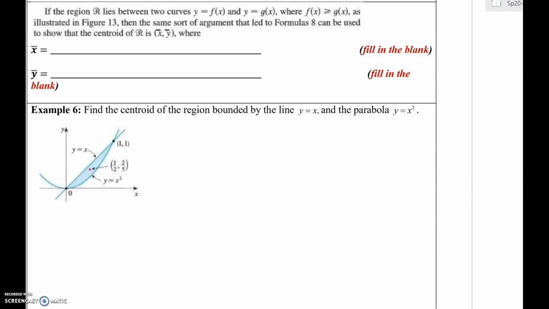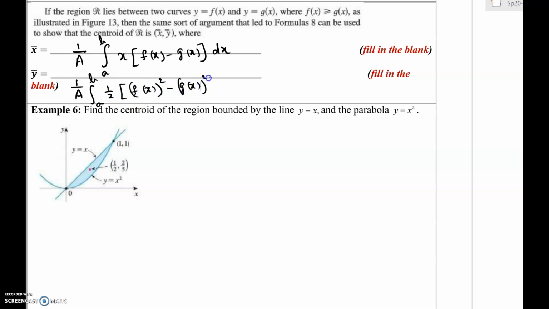So there it was 1 over A integral of x times f of x. Now we are going to modify that and write it as 1 over A integral from a to b of x times f of x minus g of x dx. The other one, 1 over A, the y coordinate, integral from a to b of half of f of x squared minus g of x squared dx.